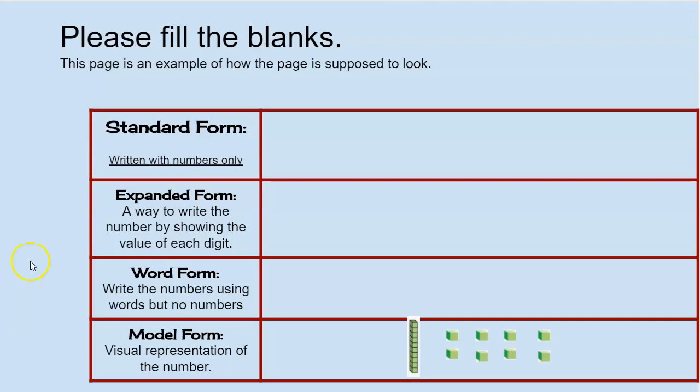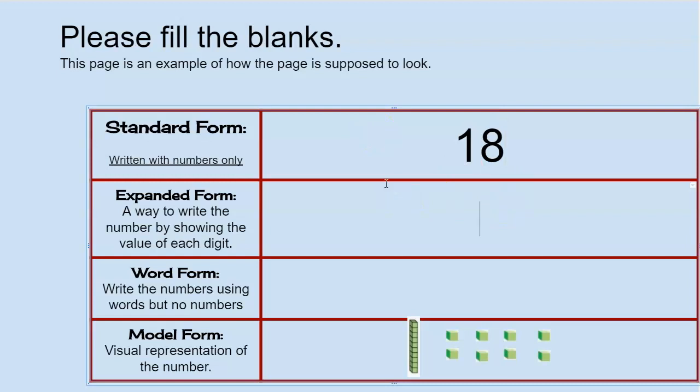Let's practice. Standard form is when we use digits. So here in my model form, I have 1, 2, 3, 4, 5, 6, 7, 8 units and 1 rod. So that would be 10, 11, 12, 13, 14, 15, 16, 17, 18. So I have the number 18 represented here. So the number 18 in standard form is written with a 1 digit and an 8 digit.